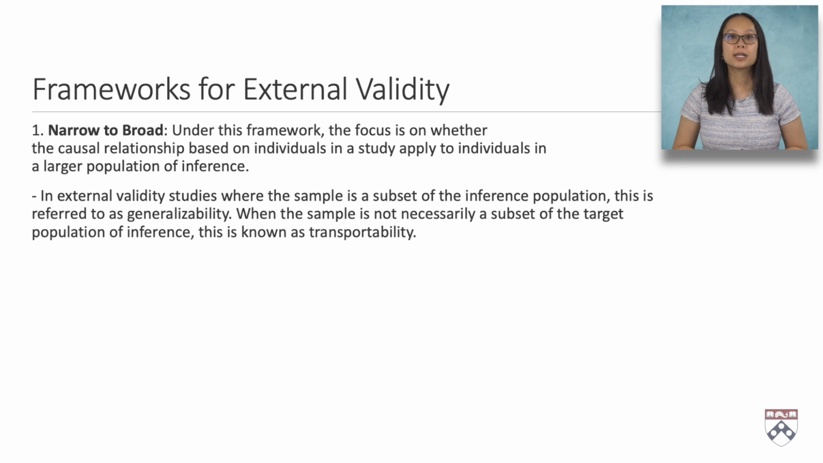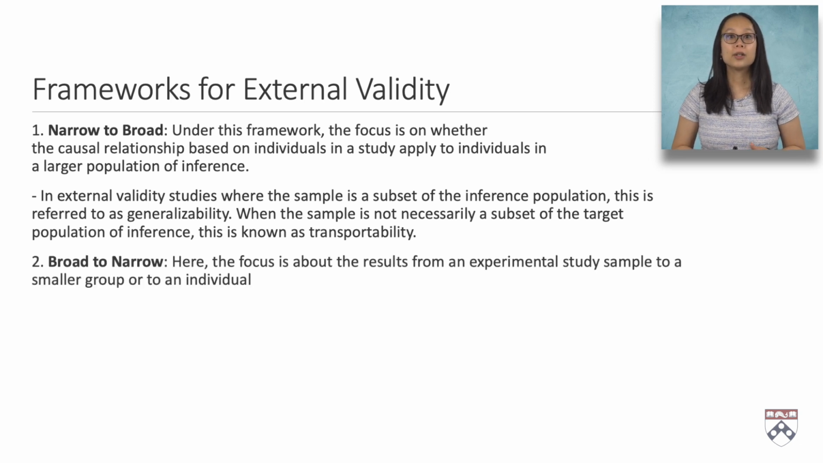In external validity studies, when the sample is a subset of the inference population, this is referred to as generalizability. But in cases when the sample is not necessarily a subset of the target population, but we're still interested in knowing the extent to which the results apply, then this is known as transportability. The other type of framework, which you can think of as the opposite of the narrow to broad, is known as the broad to narrow, in which the focus is about the results from an experimental study sample to a smaller group or to an individual.